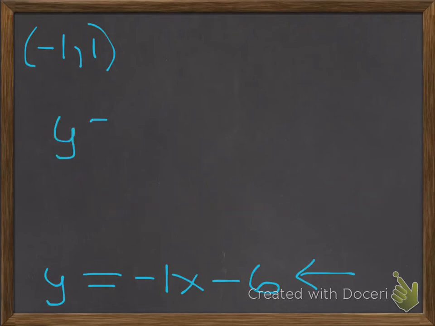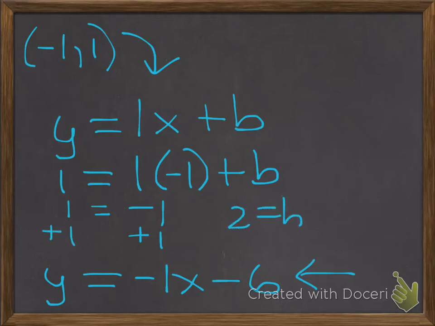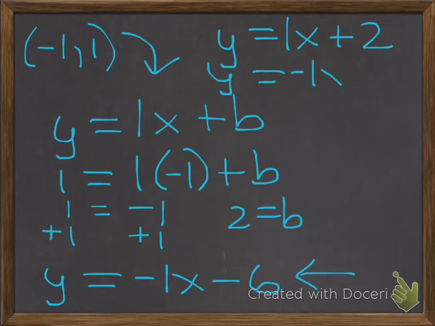So we have y equals 1x plus b, and that's where we're going to use this point that they gave us for point M. So 1 goes in for y, negative 1 goes in for x, solve for b. I get 2 equals b. So my other equation then is going to be y equals 1x plus 2, and we have y equals negative 1x minus 6 already.